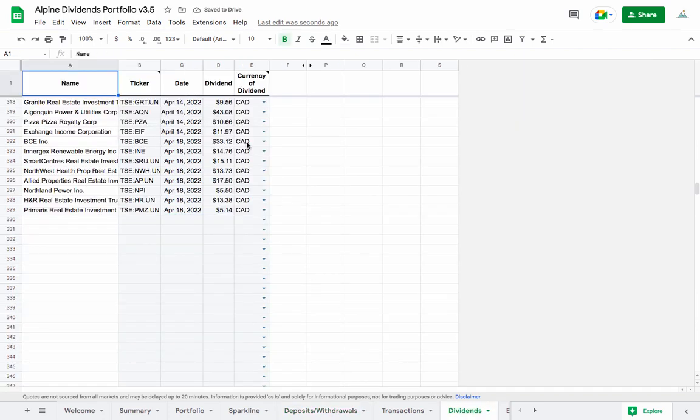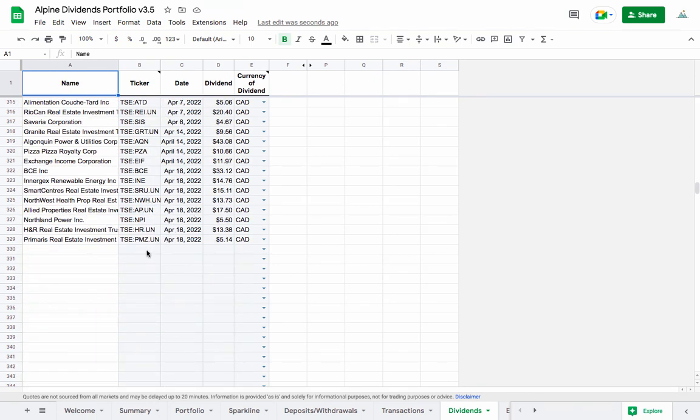I also want to log the dividends. This is a master list of all the dividends I've received, and like I said, the last one I had recorded was that PMZ one. I'm going to add in one here for Bank of Nova Scotia. I got them on April 27, 2022, and that was a value of exactly $11, and it was Canadian.